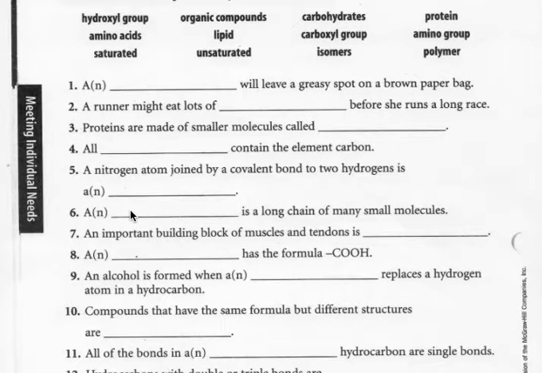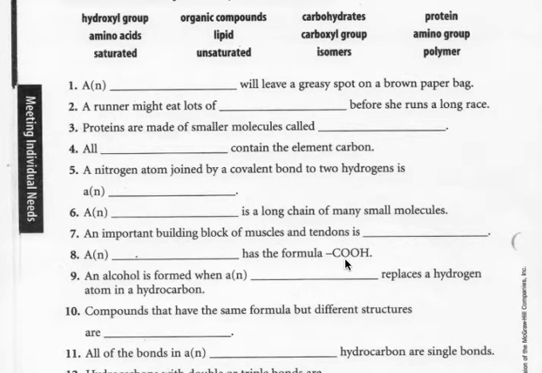Number 6, a blank is a long chain of many small molecules. Well, the word poly means multiple, so polymer is multiple molecules, where a monomer would be one molecule itself. So polymer. Polymer is a long chain of many small molecules for number 6. 7, an important building block of muscles and tendons is protein. 8, a blank has the formula COOH.